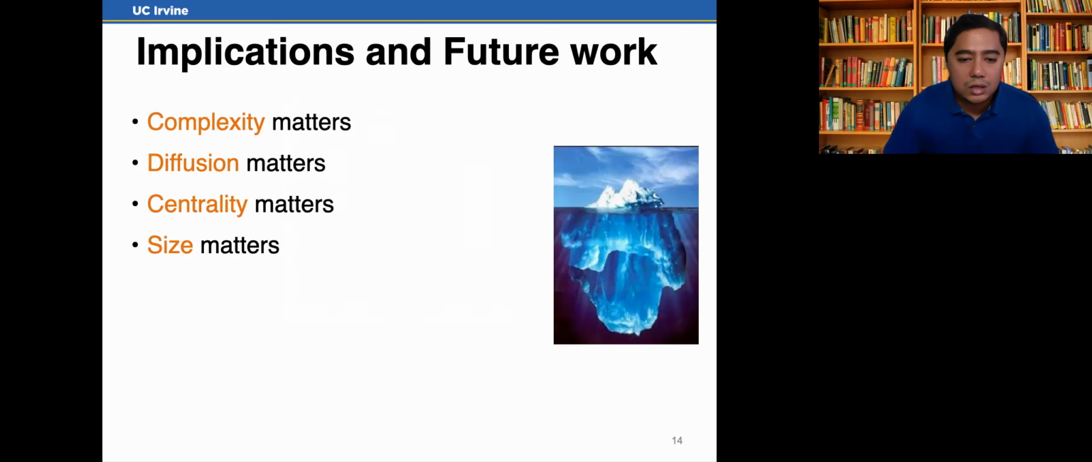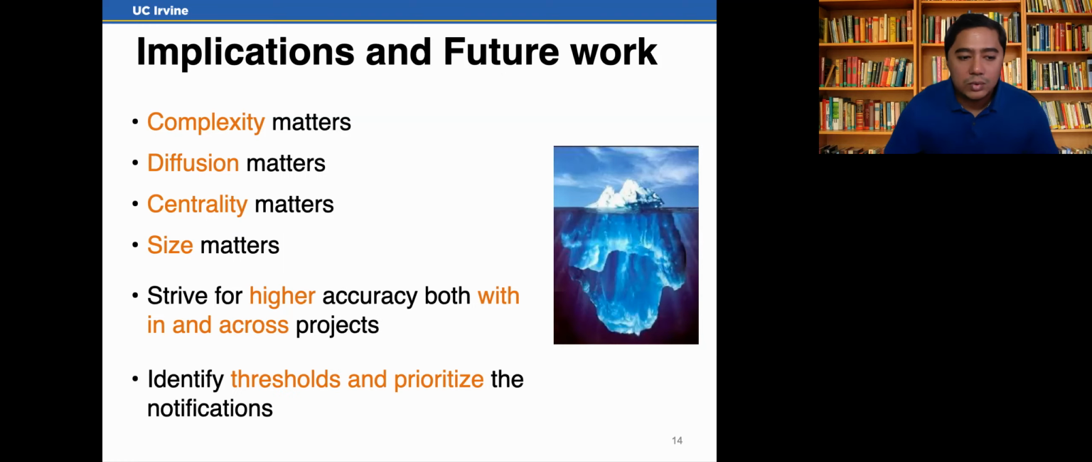Now, we scratched only the surface. There are so many other things that we have to investigate, like improving the accuracy both within and across projects. And then, of course, identifying different thresholds that make a trivial merge conflict become a severe merge conflict. And then, of course, prioritizing based on those thresholds so that developers can pay more attention to the more difficult ones and use that for speeding up the resolution process.